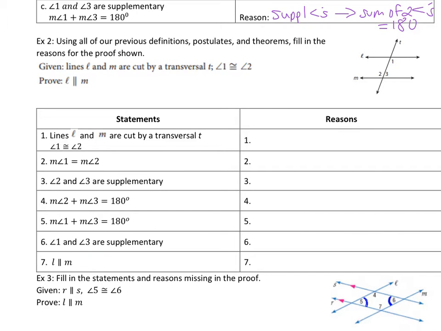Now we are going to get into the actual proofs themselves and filling out all of the different reasons. On this one, you are given the statements and you need to fill in all the reasons. On the first line, we always want to look for the given statements. It gives us that lines L and M are cut by transversal line T. That is right here at the first line. It also tells us that angle 1 is congruent to angle 2. So if it's given to us, we can write that in our picture. And that's also given to us in line 1. So we know that our first statement up here, first reason, is going to be the given.